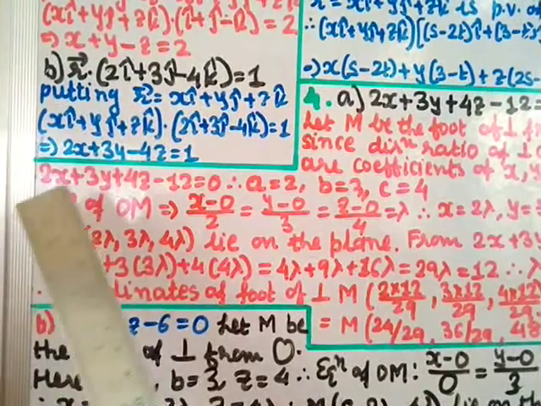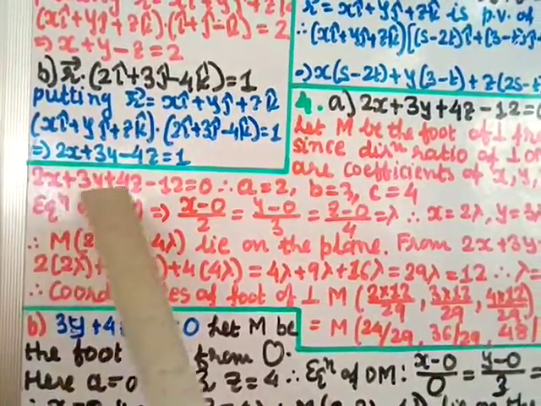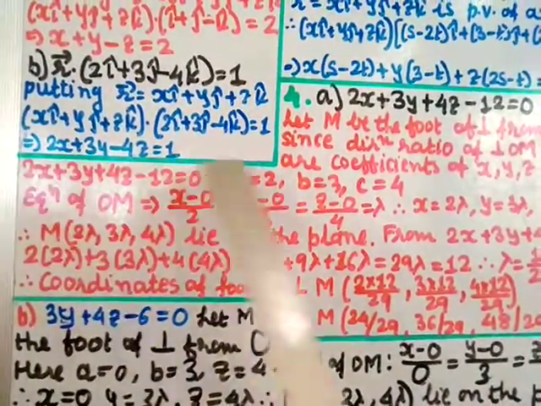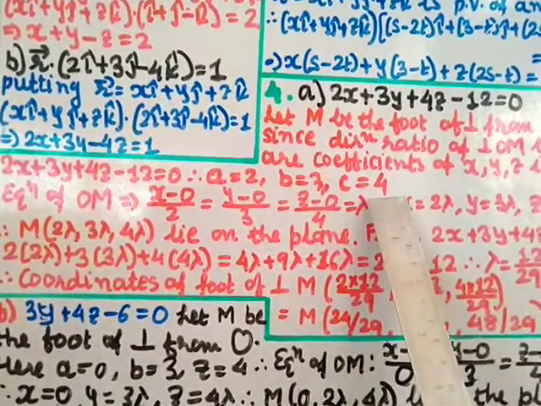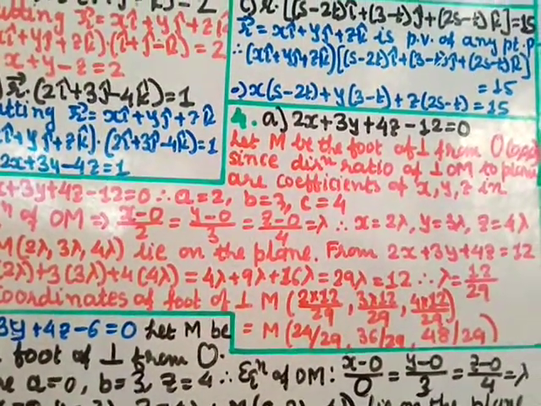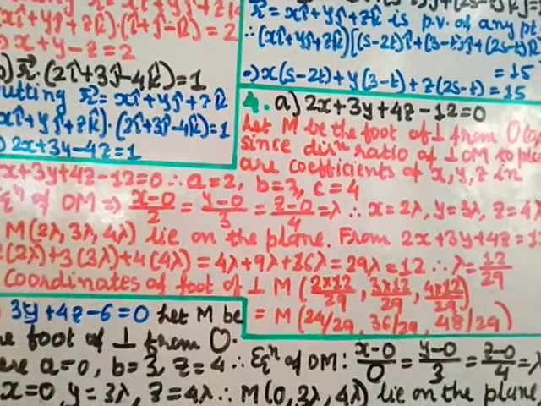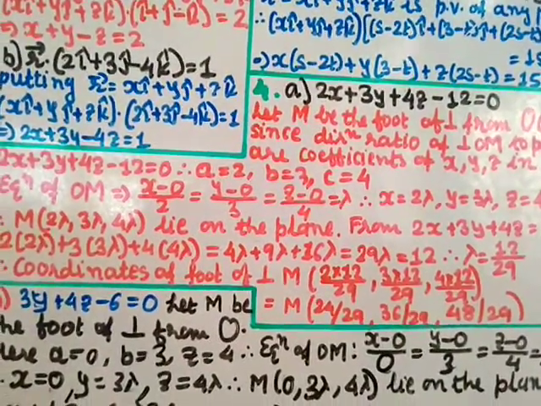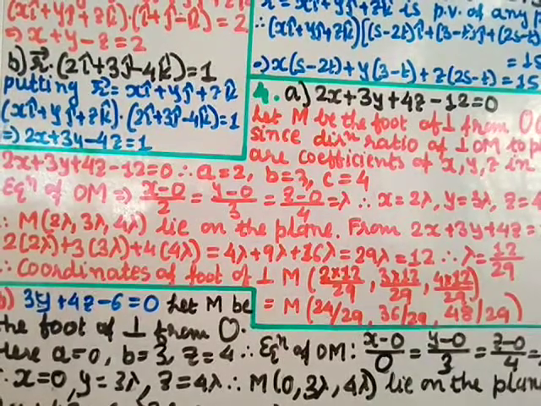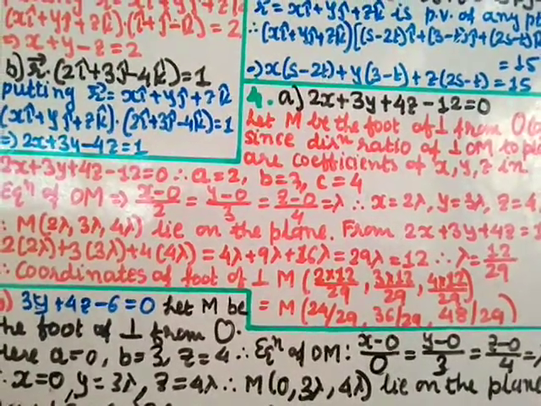That means the direction ratios are A, B and C. So A value is 2, B value is 3 and C value is 4. So we compare this with Ax plus By plus Cz minus D equal to 0, or equal to D. That means we get the direction ratios as A equal to 2, B equal to 3 and C equal to 4, and we take that M is the foot of the perpendicular.